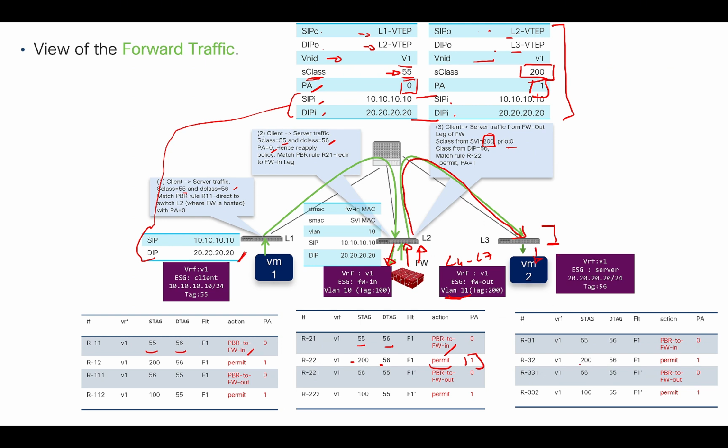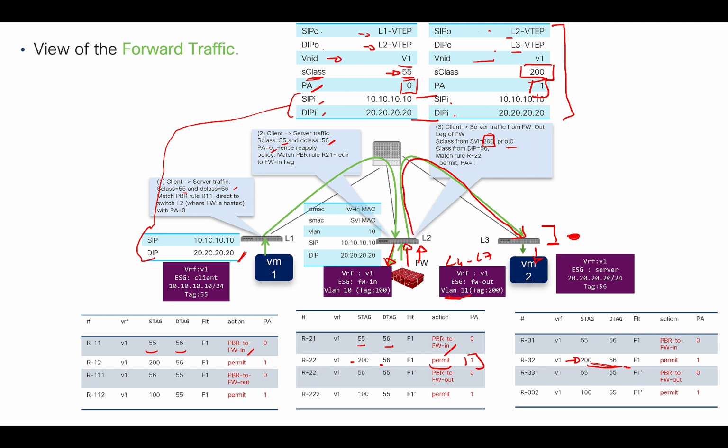By the way, in any case we have the contract that says, okay, for 200 to 56 it is a permit. It is present on all the leaves because it's just symmetry of configuration. But here actually we don't even need it because the policy applied attribute is 1. So we just do it as if it was classic forwarding. So we are just doing some classic routing.